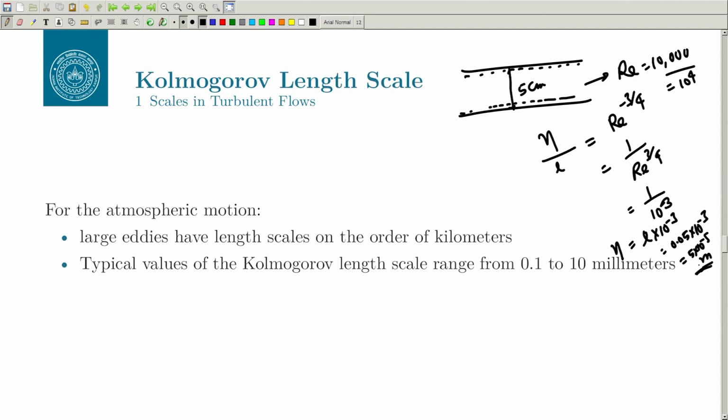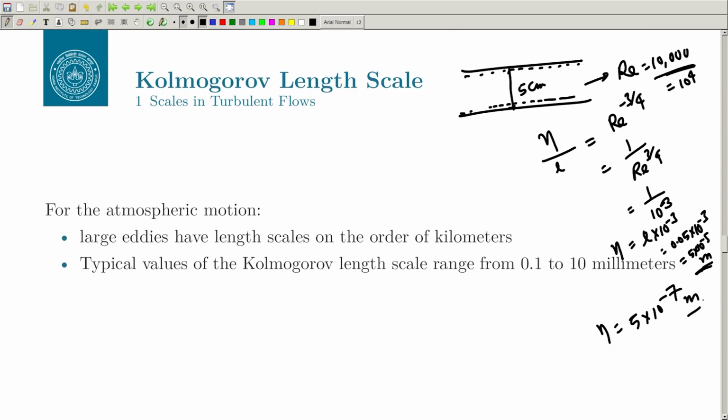Now, this is for a very moderate Reynolds number, 10 to the power 4. If you go to 10 to the power 6, for example, the same thing will become 5 into 10 to the power minus 7 meter. So this is the kind of dimension that we are talking about. Now, what will be the typical grid size? Remember, this is in one dimension.